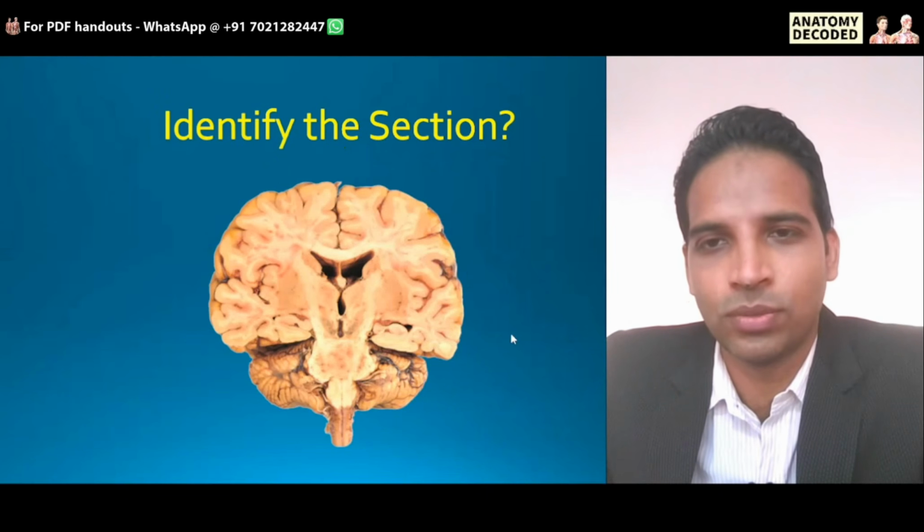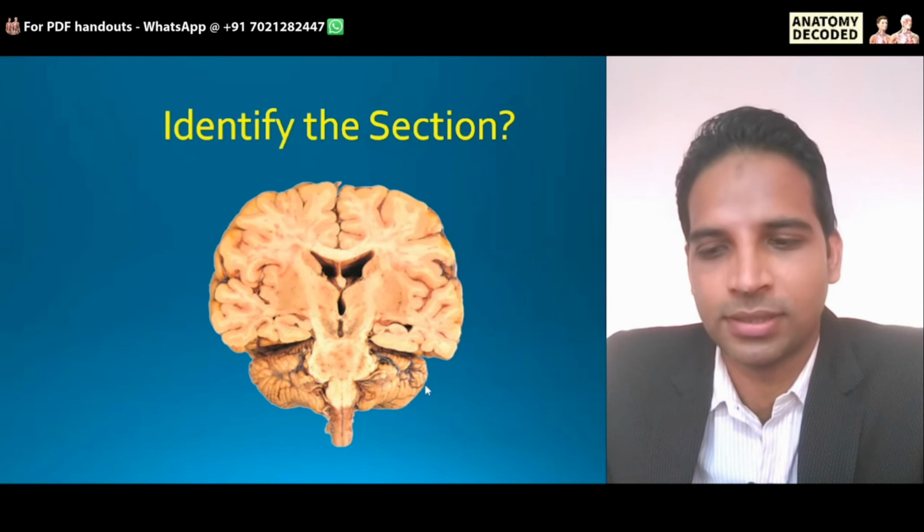Identify this section now. So here also there is clear cut body, third ventricle, inferior horn. Okay, all three things are seen together. So this section is also passing through the body of the lateral ventricle. So additionally, some parts of the brainstem and cerebellum are also seen in this section.